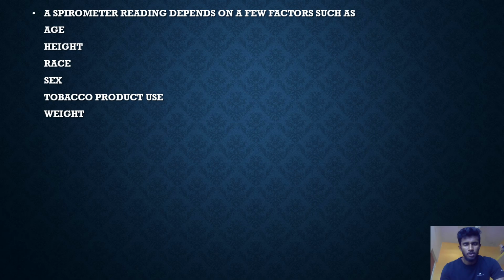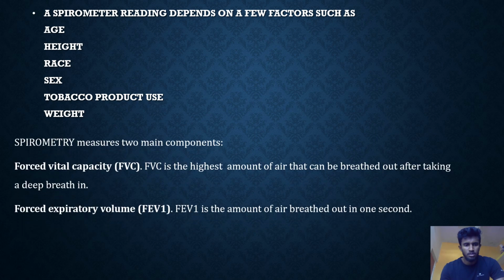Next, we move to spirometer readings, which depend upon factors such as age, health, race, sex, tobacco product use and weight. Spirometry uses two main components. The first is forced vital capacity, which is the highest amount of air that you can breathe out after taking a deep breath in. The second is forced expiratory volume, which is the most air breathed out in 1 second.